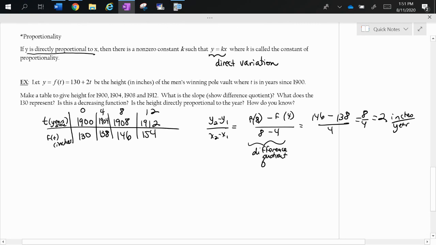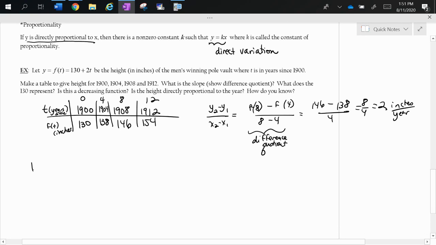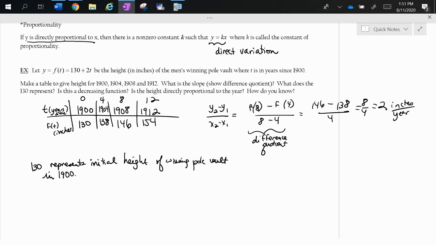So the next question says, what does the 130 represent? 130 represents the initial height of winning pole vault. And the initial in this case would be in 1900. And is this a decreasing function? Decreasing would mean that the height is going down. So is this a decreasing function? We're going to say no, f of t is increasing, and we can see that in our table, can't we?